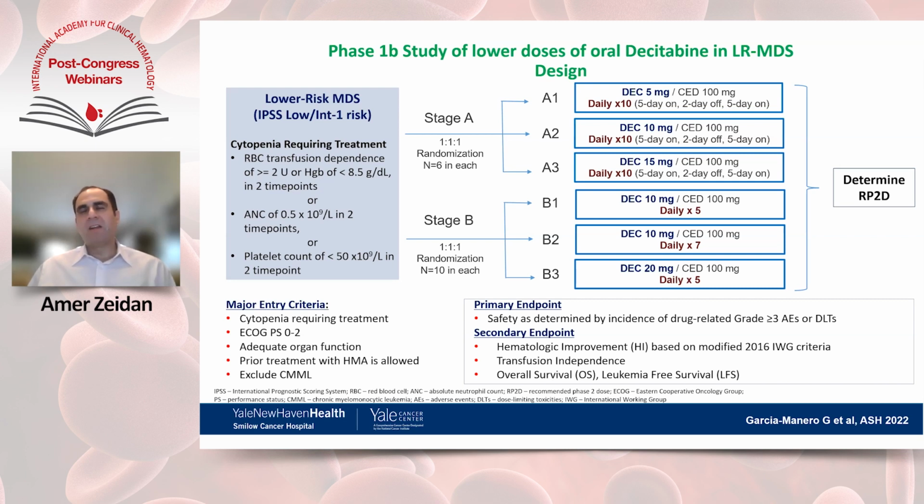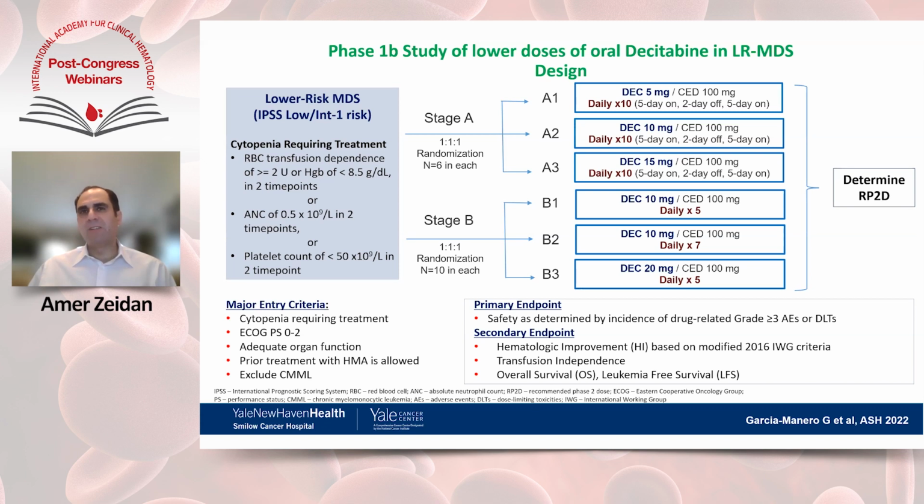However, there has been an interest in studying this in lower risk MDS, and this is, I think, an important study that was presented in ASH 2022, looking at lower doses of oral decitabine, where patients received, you can see the doses. It's a complex kind of dose escalation schema. However, what I think is important to note is that decitabine was used at lower doses, so the approved dose is 35 milligram with the cedazuridine 100 milligrams. So instead of 35, they used 5 milligram, 10 milligram, 15 milligram. They were used for 5 days, 7 days, 10 days.